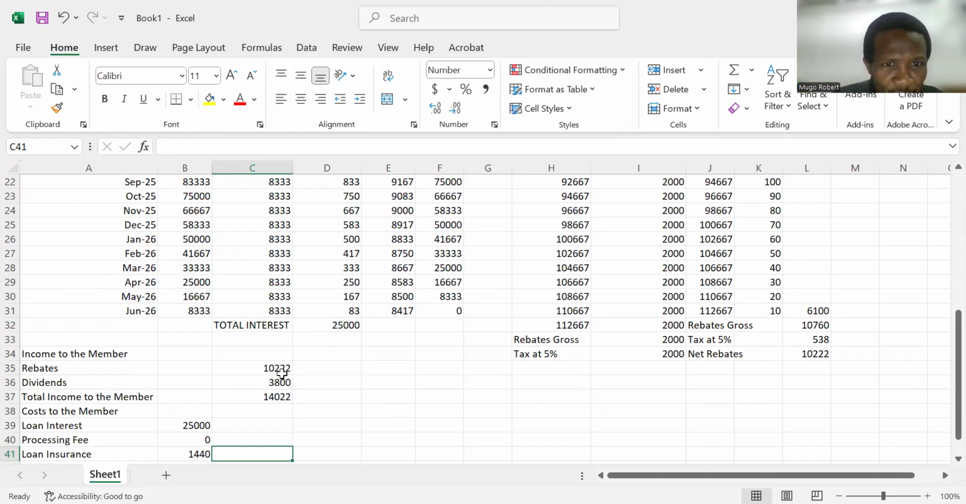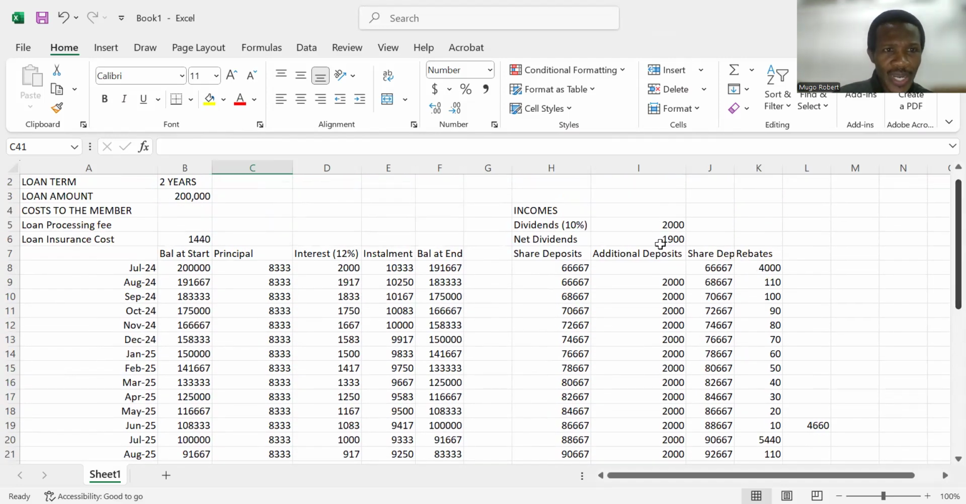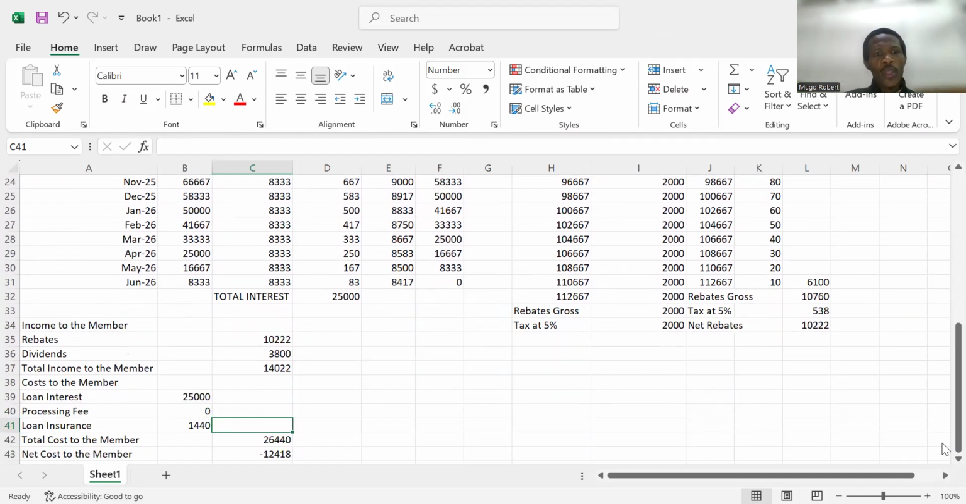The cost to the member, we computed interest here. So the 25,000, you can see it here. Processing fee, this society did not have a processing fee. Loan insurance, we computed this loan insurance and got 1,440. So you find that the total cost to the member is 26,440.